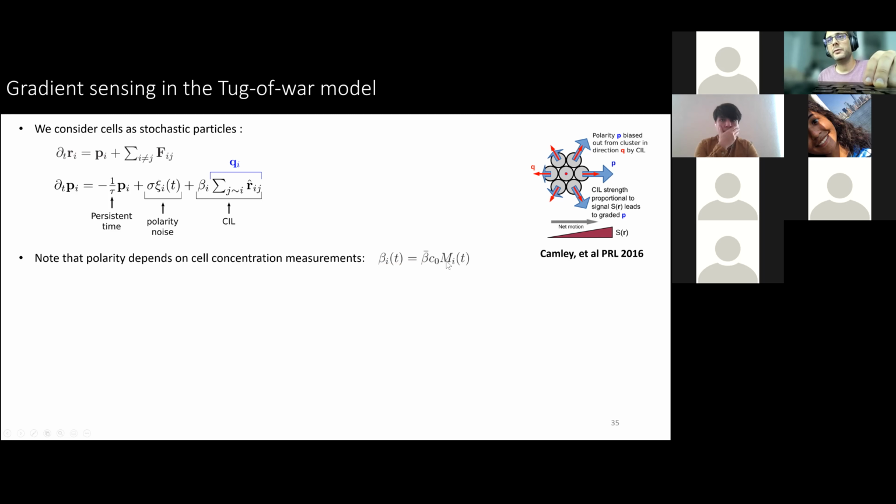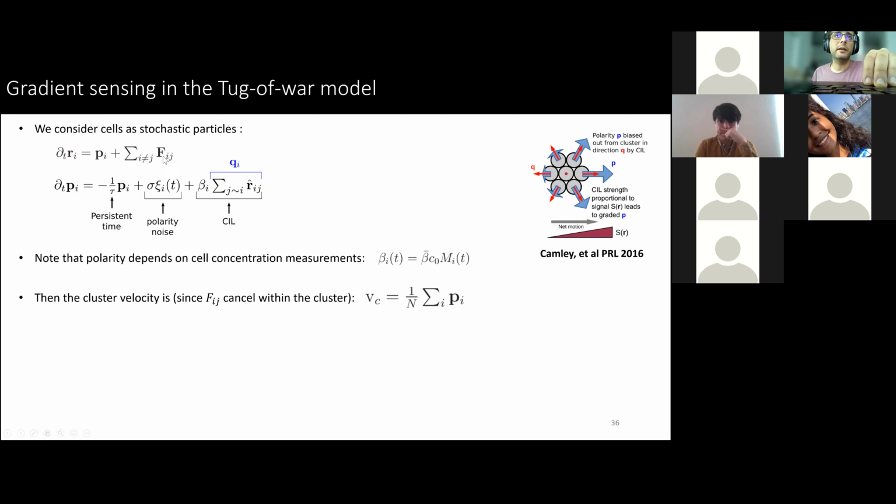But in this case, we are not going to make it depend on the actual chemical concentration, but on what the cells believe is the local concentration at their position. So this is the measurement of the chemical gradient performed by each individual cell, and we know that this has a noise term associated. So our polarity equation is also going to have a noise associated with the concentration reading errors. And we can write the cluster velocity if we sum over the velocities of the individual cells.